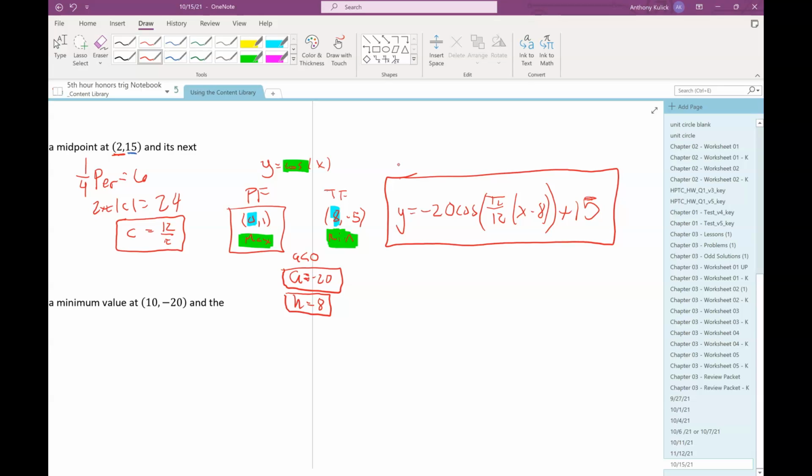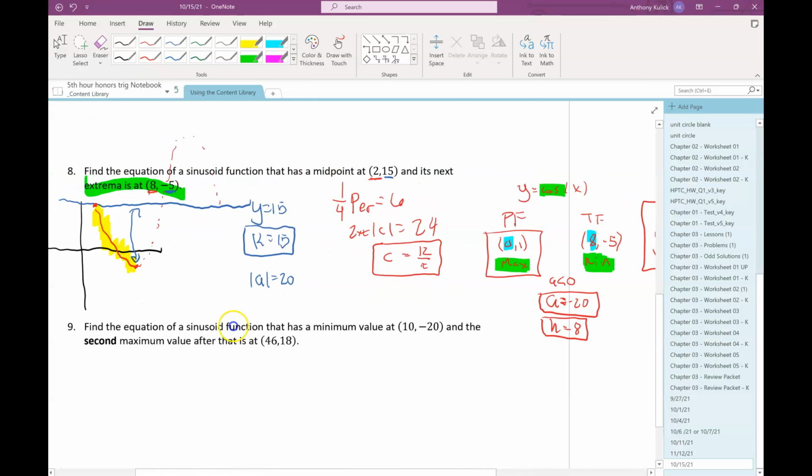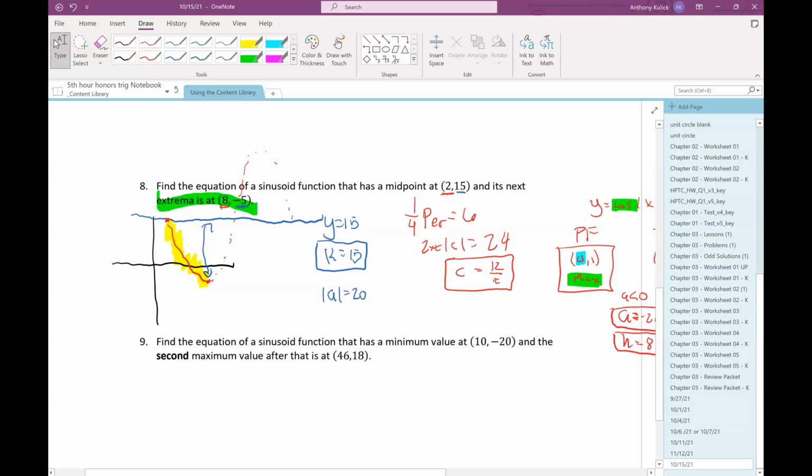Paul? So if I did a sine function, would the H be 2? Yes, and the A would still be negative in this case. Right. And when we got A, it was just the distance, the y distance, right? Yeah, it's a vertical distance.